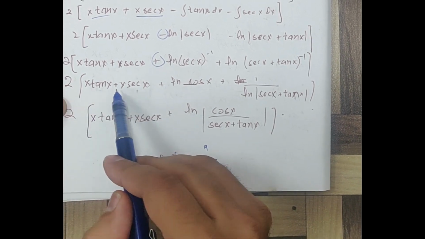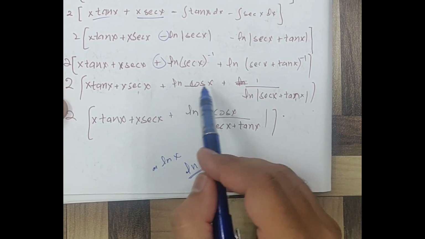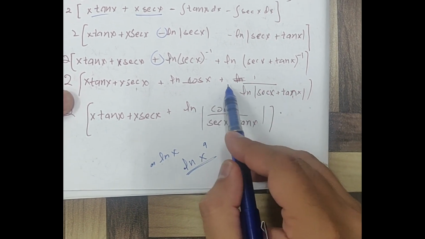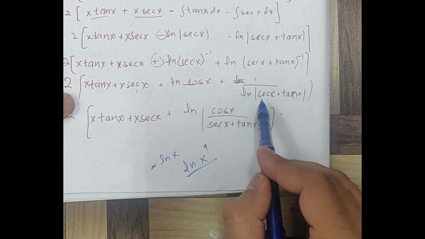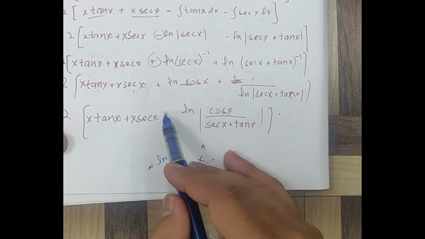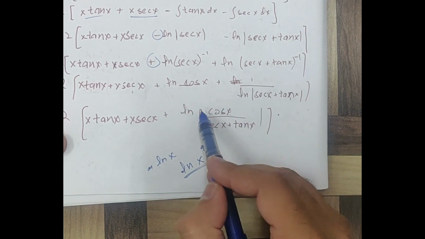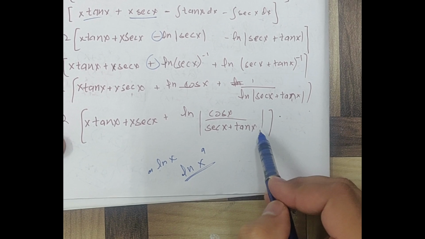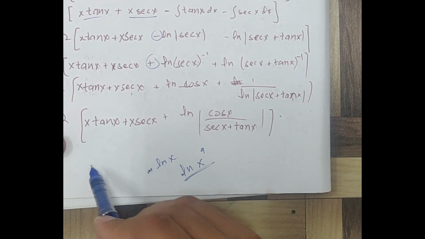So again, x tan x plus x secant x, plus log of cos x, because 1 over secant x is cos x, and plus log of 1 over secant x plus tan x. These two terms can be united as log of cos x divided by secant x plus tan x. That's it, and that's the solution.